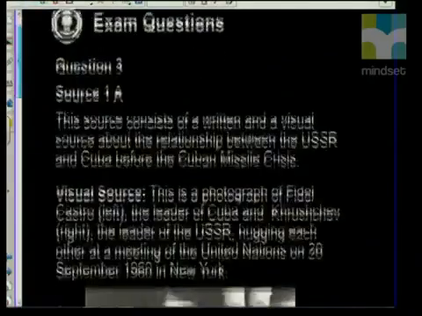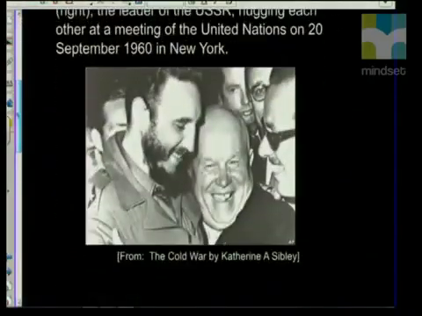And then let's look at the visual source that we've already looked at when we were looking at the short questions. Already you can see that the United States will feel threatened by this relationship between Cuba and the Soviet Union. Remember, this is the source that is showing Fidel Castro of Cuba hugging Nikita Khrushchev of the USSR. So again, you know that they would have threatened the United States.